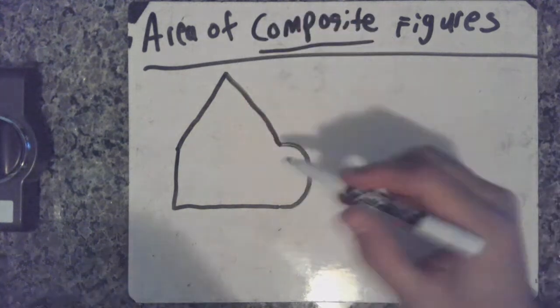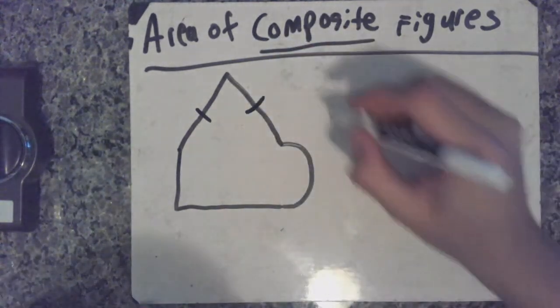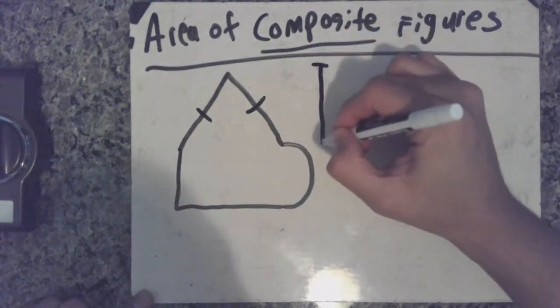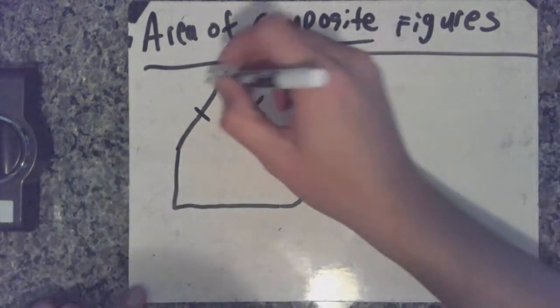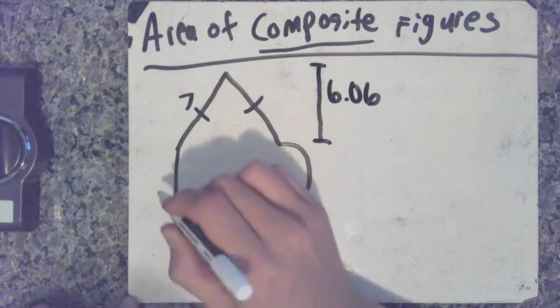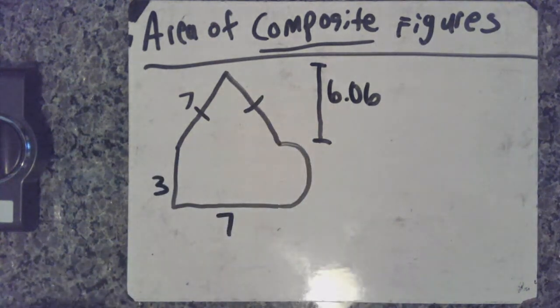Well, we know a few different things here. All the new work I'm going to write in red with this problem. This is just going to be everything that's given. So this is 6.06. We're going to say that this length is 7, this length is 3, and this length is 7. And that's all we have.